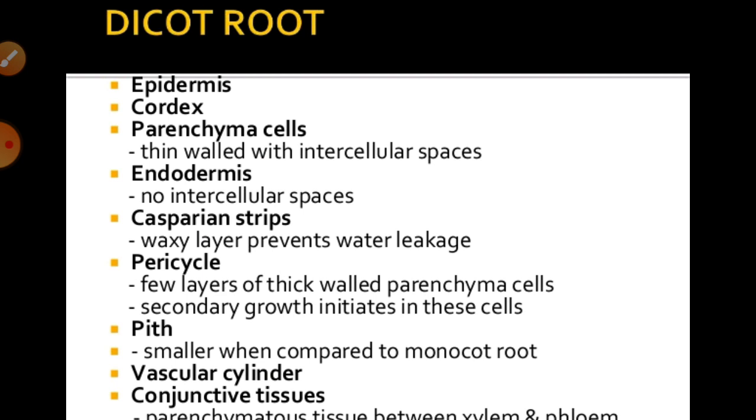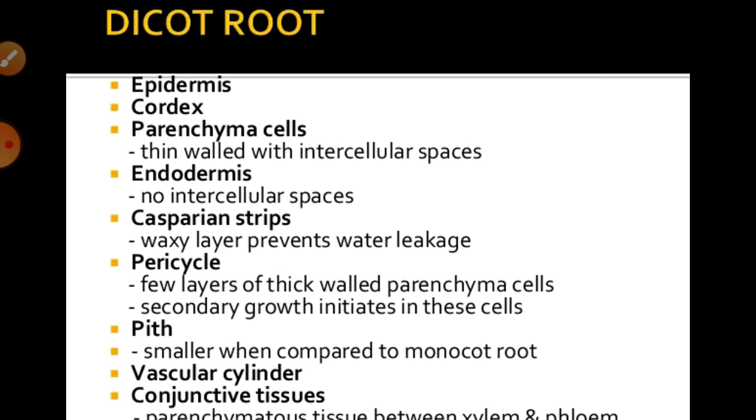Next to the endodermis lies a layer of thick-walled parenchymatous cells referred to as the pericycle, which is the site of initiation of lateral roots and vascular cambium during secondary growth. So the pericycle layer is found in those particular conditions, and it is also helpful because secondary growth can take place in its cells.